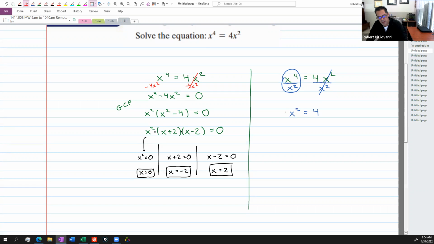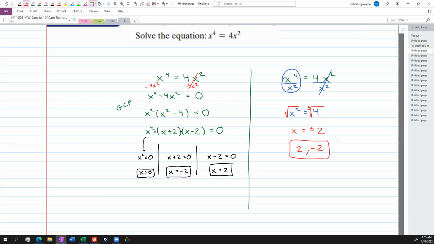And on the right side, you have 4. And then you take the square root on both sides. And because you did that, you have to do plus or minus. So you'll get x here, and then here you'll get plus or minus the square root of 4, which is 2. So you'll get 2 answers, 2 and negative 2, right? You're missing an answer. So why are you missing an answer? Is it because we got rid of the x squared? You divided both sides by x squared, right?